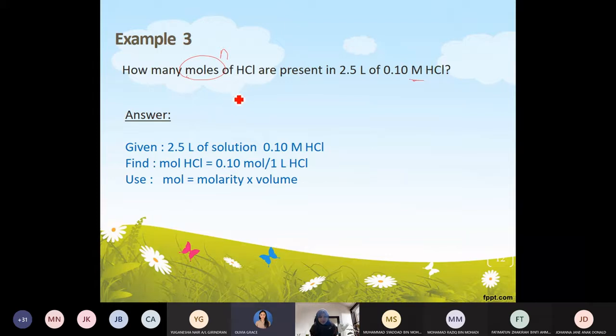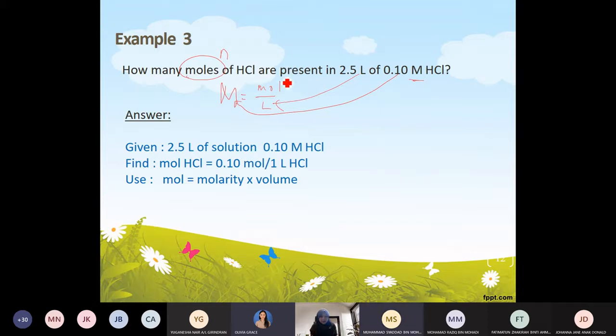Mula-mula kita buat apa? What do we do first? Using the molarity formula. Molarity formula to get what? What can we get from here? We can input the liter and the molarity. Okay, so we can put the liter, we can put the molarity.